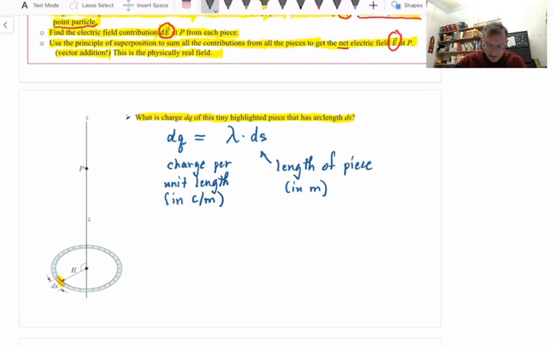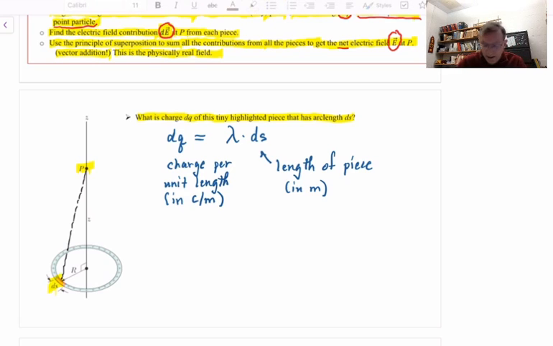Now my question is, I'll draw a little bit of the picture here. What's the contribution to the electric field at that point P up there from just this little piece? I'm going to draw a little straight line from that highlighted piece, little dotted line, to point P to help me visualize. What's the electric field at point P from that little highlighted piece, ds? That's the next question. Again, it's going to be a symbolic expression, no numbers.